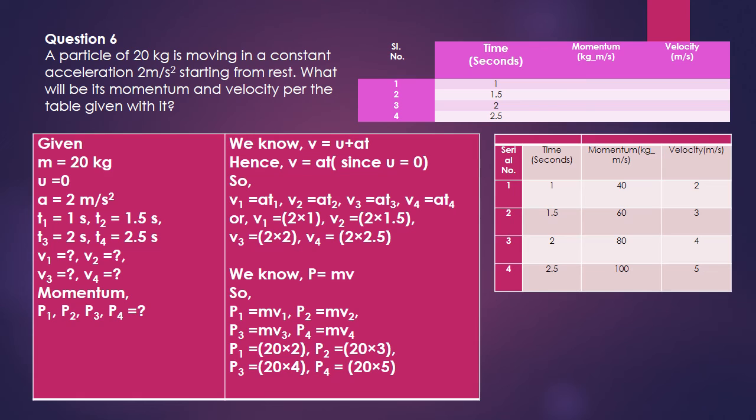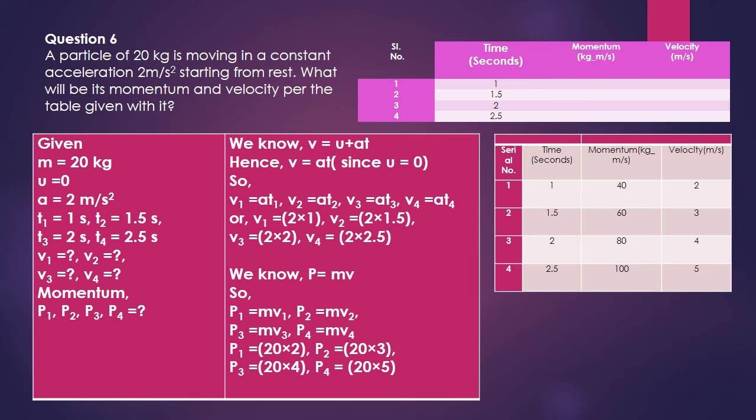So the first one is v1, then v2, v3 and v4. Now we'll put in the values. For all the scenarios, the acceleration remains unchanged, that is 2 meter per second square. So v1 equals 2 into 1, v2 equals 2 into 1.5, v3 equals 2 into 2 and v4 equals 2 into 2.5. So v1 will be 2, v2 will be 3, v3 will be 4 and v4 will be 5.